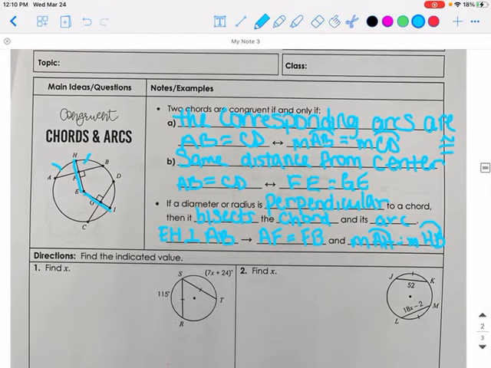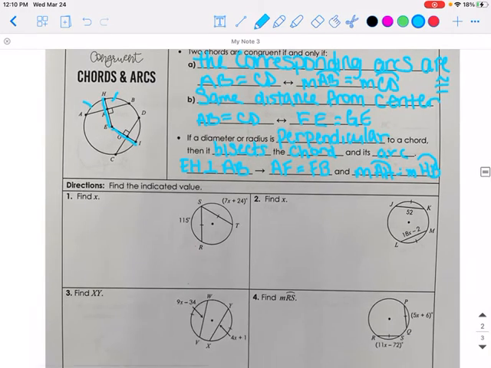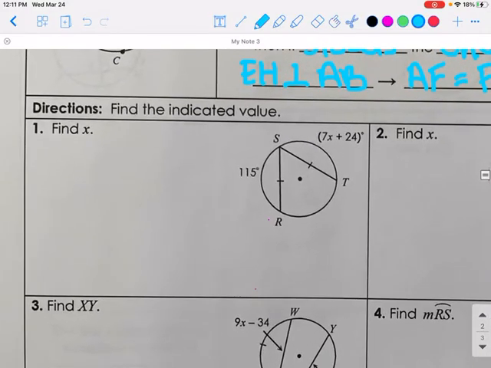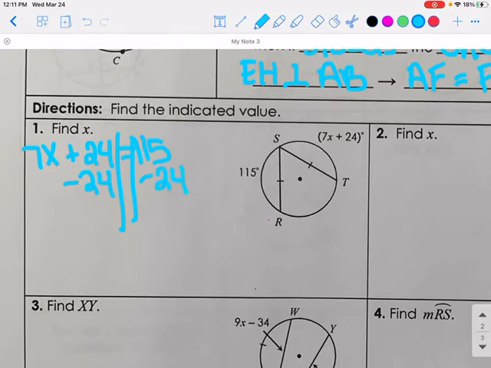Whew, okay, all the words, we're going to use the math for it now. So what this is saying, for example in number 1, because of all these things, we could say 7x plus 24 is equal to 115. We would subtract 24, 7x is equal to 91. Divide by 7, x is equal to 13. And it just said find x, so we would stop there.